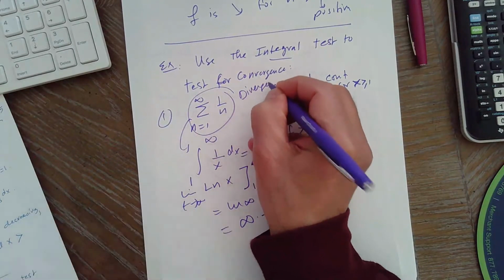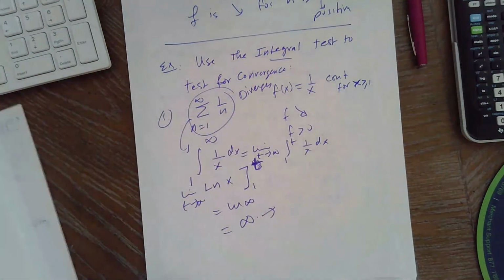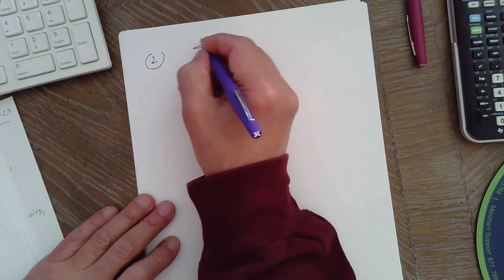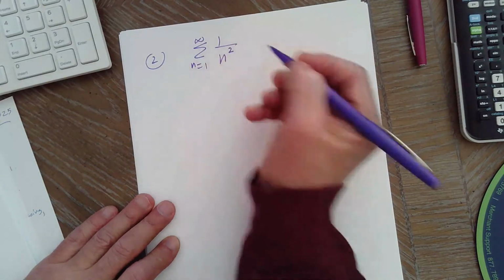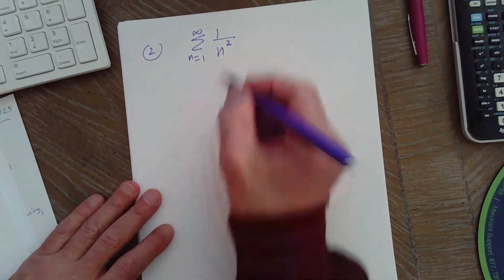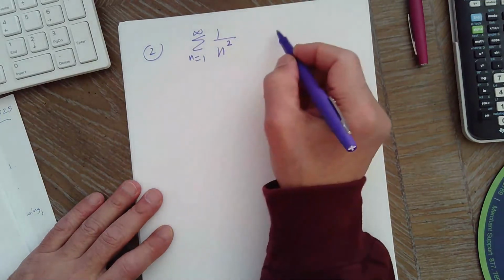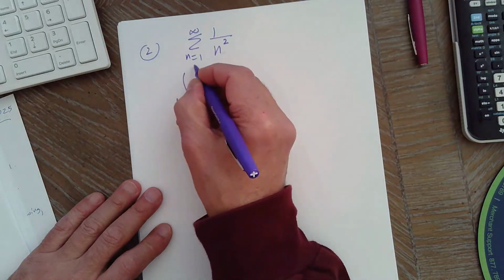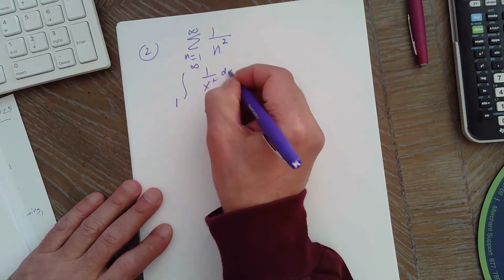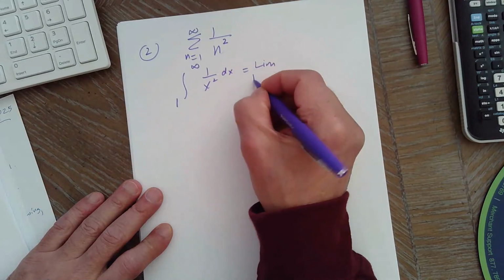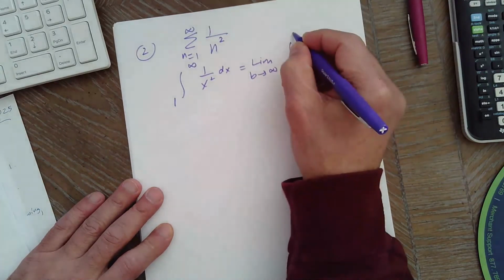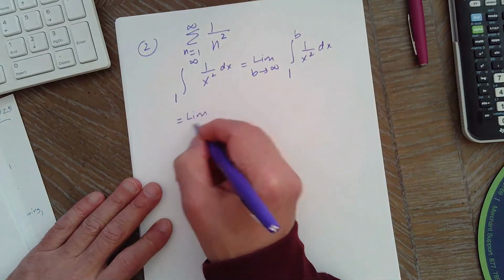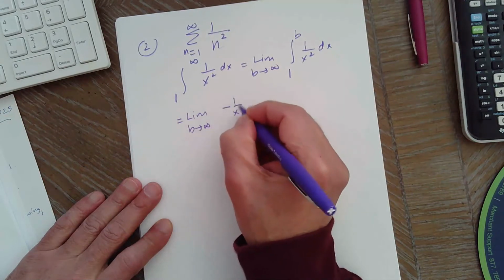Okay. Also, we know this one is convergent. It's a p series with p greater than 1. But let's show that using the integral. Again, this is a function that's continuous for x greater or equal to 1, positive and decreasing. So the integral from 1 to infinity 1 over x squared dx equals the limit as b goes to infinity, or t, it doesn't matter, of the integral from 1 to b of 1 over x squared dx, which is the limit as b goes to infinity of negative 1 over x.